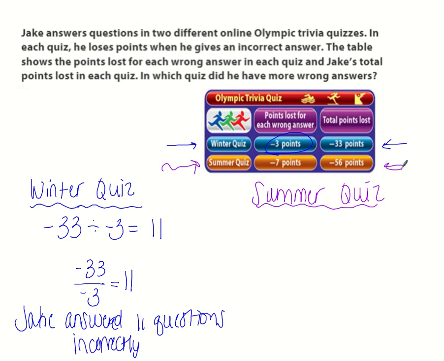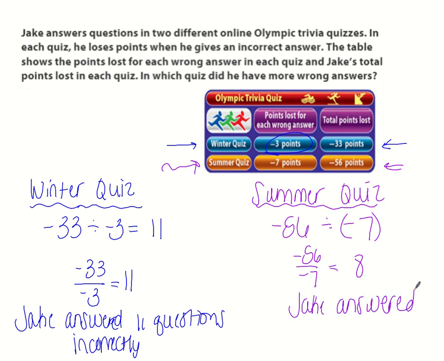All right, so in the summer quiz, it was a total of 56 points lost, and this one was 7 points per question. Again, I'm going to write this as a ratio, so we get 56 divided by 7 is 8. So then in this quiz, Jake answered 8 questions.